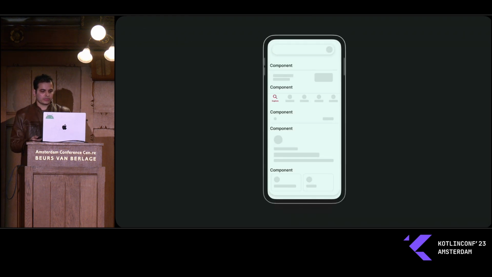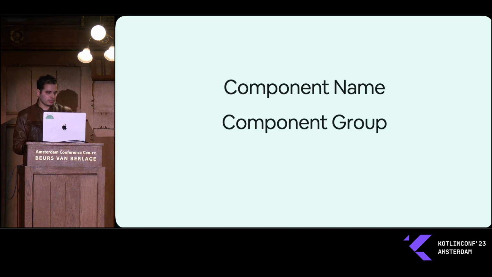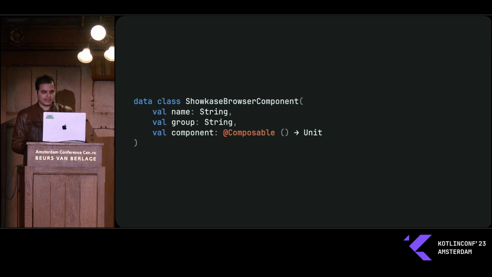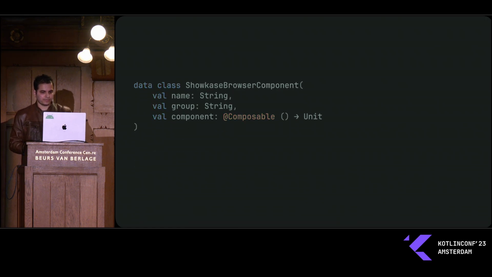Anytime you decide to use KSP, it's very important that you figure out the end state first and try working backwards from that. And so if we look at what we're trying to build again, we can build this experience if we had the name of the component, the group that this component belongs to, and most importantly, a reference to the actual preview function, which can just be a lambda that we can hold in memory. And this data class is essentially capturing these three pieces of data that we need to create this browser. And we will heavily use this later on in the presentation.